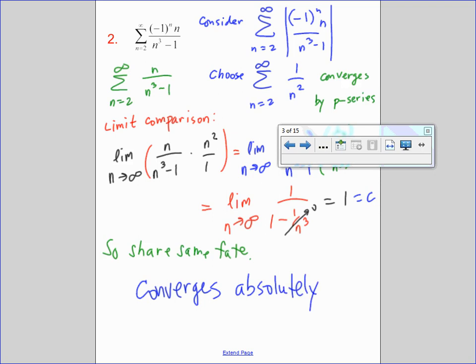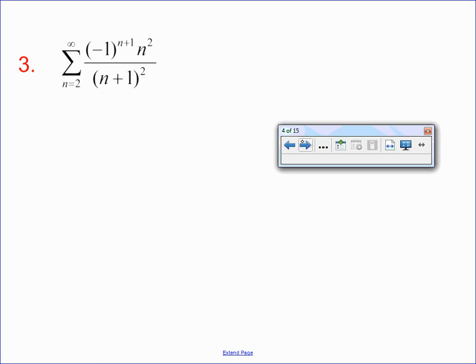So who got converges absolutely for number two? Did you get that already? Hey, that's good. So we've got a distinction between conditional convergence versus absolute convergence, and we're on to number three.